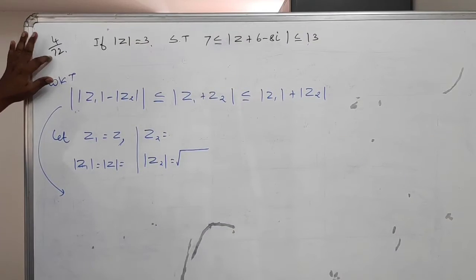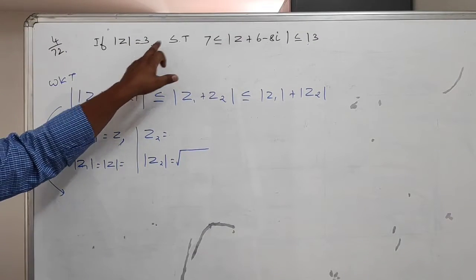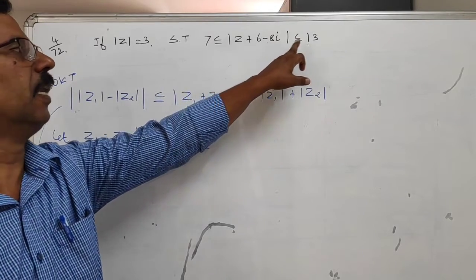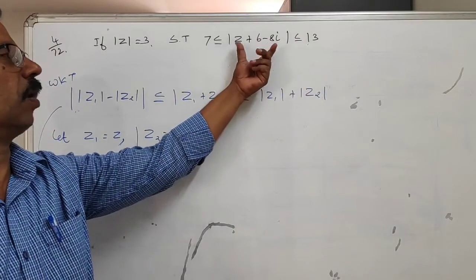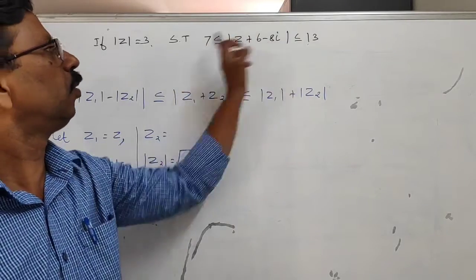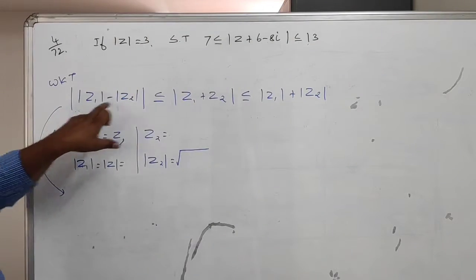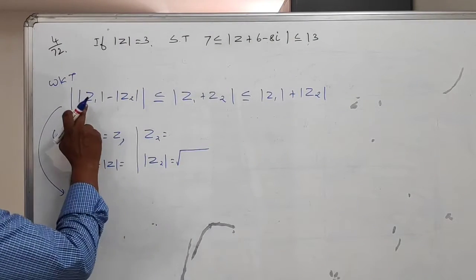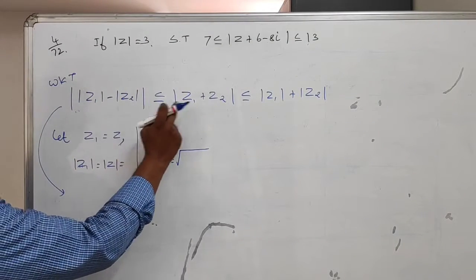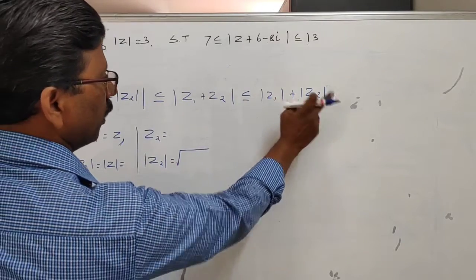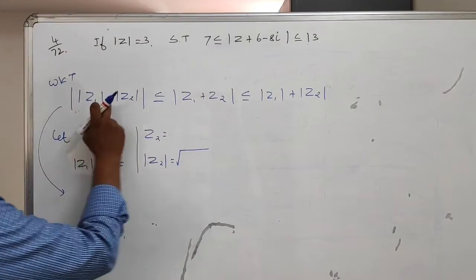Page number 72. If modulus z is equal to 3, then show that 7 is less than or equal to modulus of z plus 6 minus 8i, which is less than or equal to 13. Again, this modulus is lying between two values, the two limits. If it is given like this, better go for this result: modulus of z1 minus z2 less than or equal to modulus of z1 plus z2 less than or equal to modulus of z1 plus modulus of z2. Left hand side minus, right hand side plus.